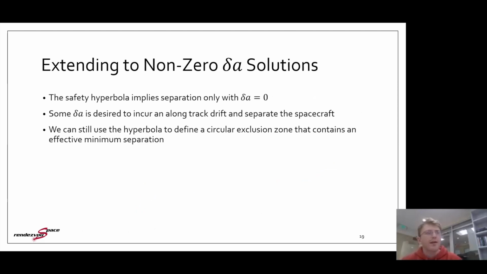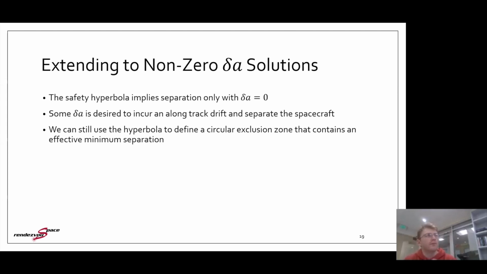So an important note of what I just showed you in the relative safe state hyperbola is it assumes a zero relative semi-major axis. And in our problem formulation, we really desire a non-zero relative semi-major axis so that we can inspire some drift between our spacecraft over time and give them more room to recover. So we need to adapt our understanding of what a relative state space is to give us solutions that will allow us to have a non-zero relative semi-major axis.